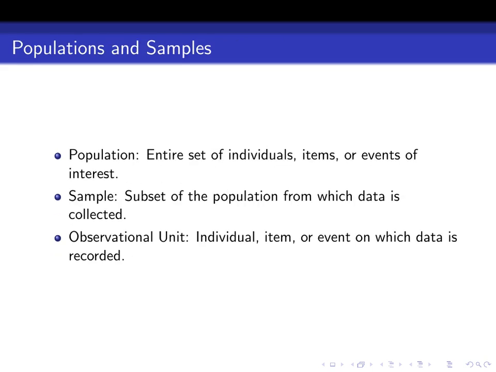In data science, we often deal with populations and samples. A population is the entire set of individuals, items, or events of interest. A sample is a subset of the population from which data is collected. An observational unit is an individual, item, or event on which data is recorded.